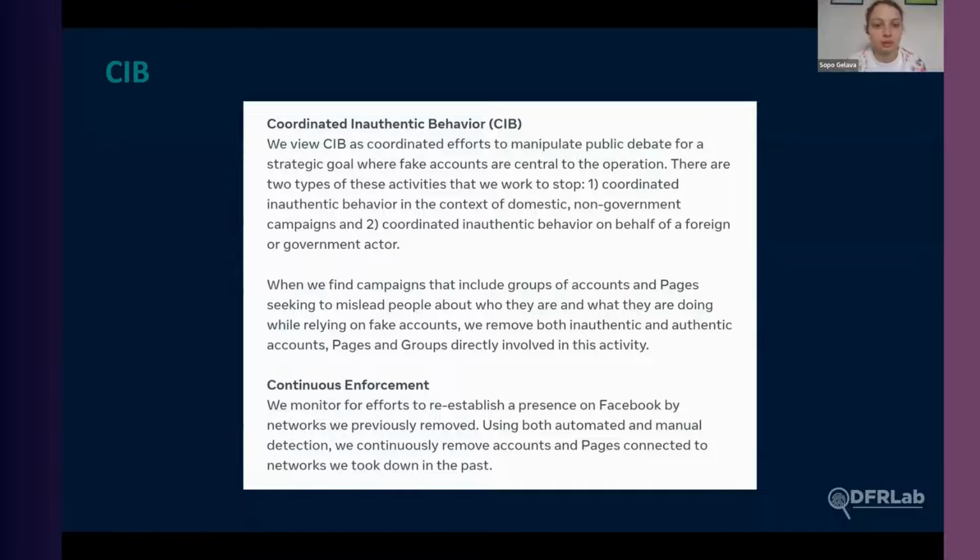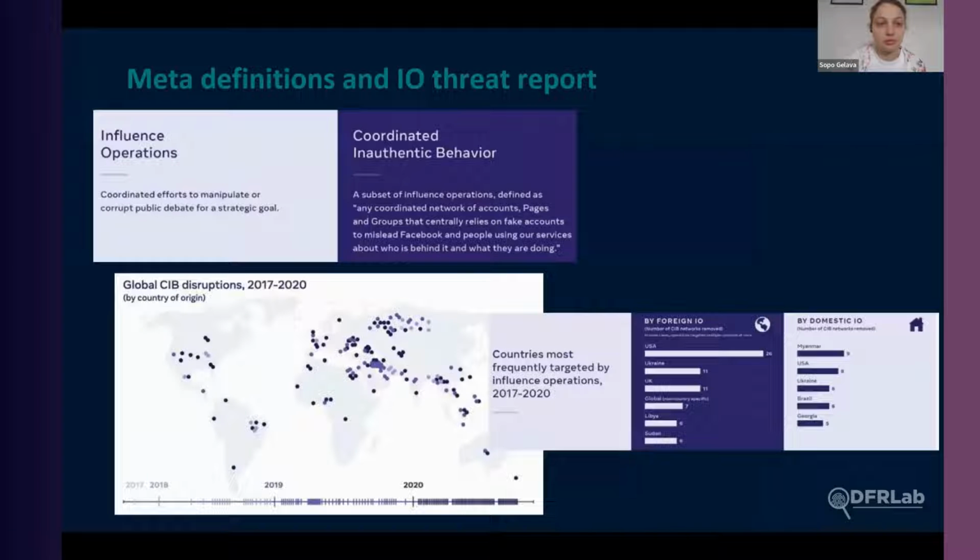And basically, this is coordinated efforts to manipulate public debate for a strategic goal where fake accounts are central to the operation. So this means that actors behind this type of network, this type of behavior, attempt to portray their content as more popular than it really is. So this is not transparent promotion of certain content, and that's why Facebook says that it violates its rules and terms.